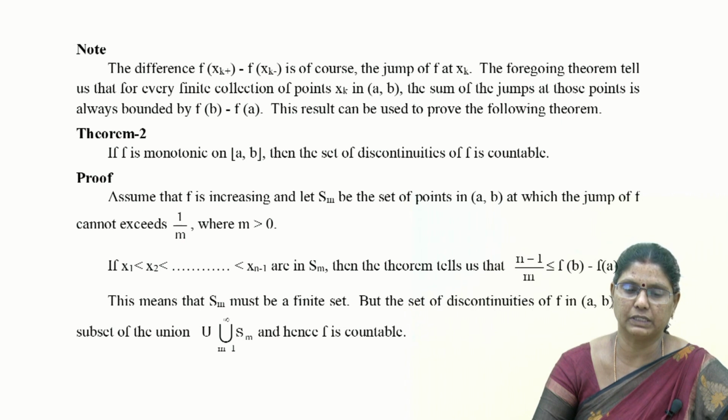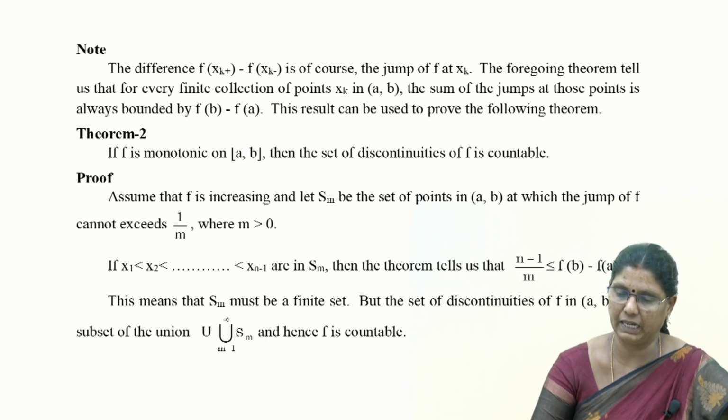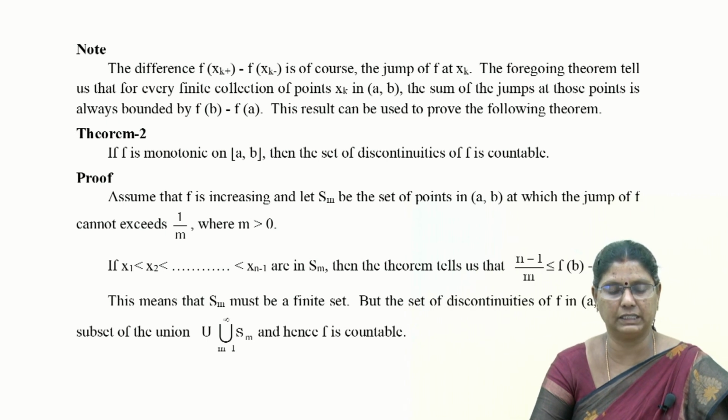So now we are going to prove the next one. If f is monotonic on the closed interval [a, b], then the set of discontinuities of f is countable. Since f is a monotonic function, it may be non-increasing or non-decreasing. Let us assume that f is an increasing function, and let Sm be the set of points in the open interval (a, b) at which the jump of f exceeds 1/m, where m is greater than 0. If x1 less than x2, ..., less than xn-1 are in Sm, then the theorem tells that (n minus 1)/m is less than or equal to f(b) minus f(a).